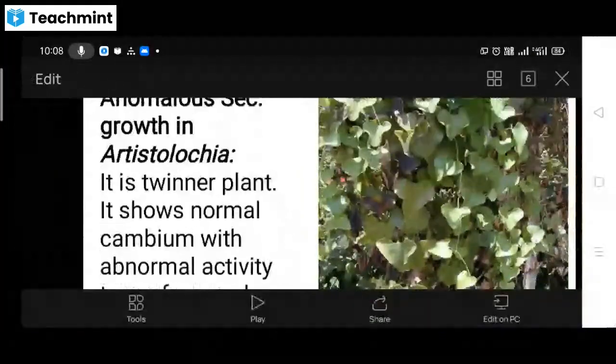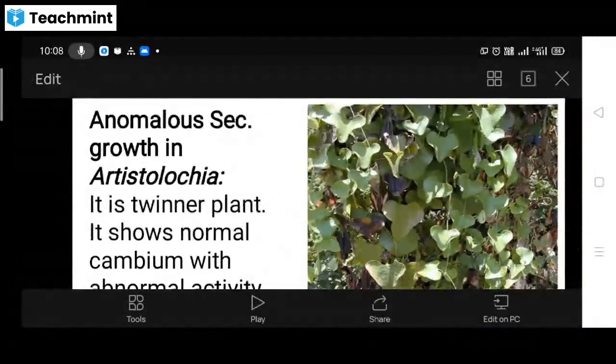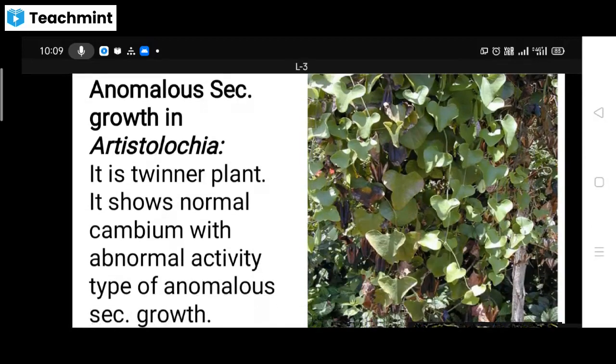So in a previous lecture, we discussed two examples, Bignonia and Achyranthes. In that, we discussed the anomalous secondary growth and the different modifications or adaptations which occur in the plant. So the next example in your syllabus is anomalous secondary growth in Aristolochia.